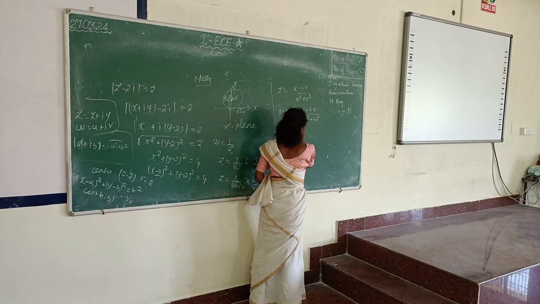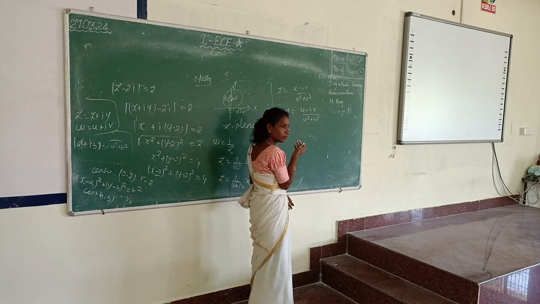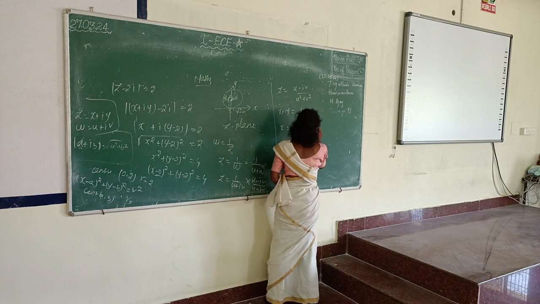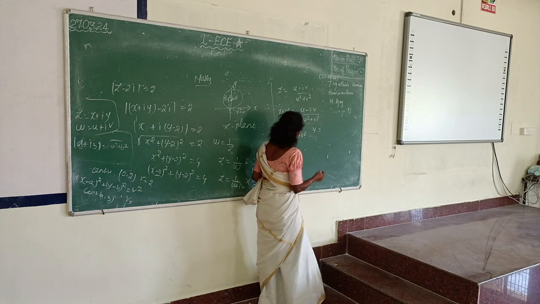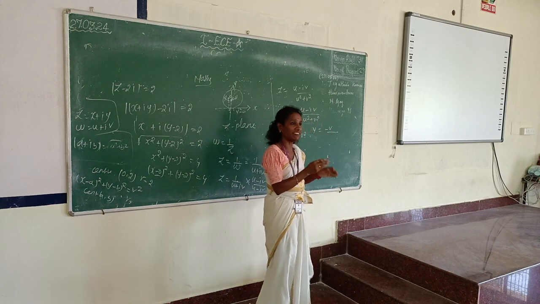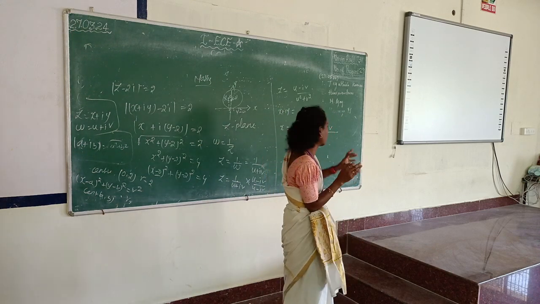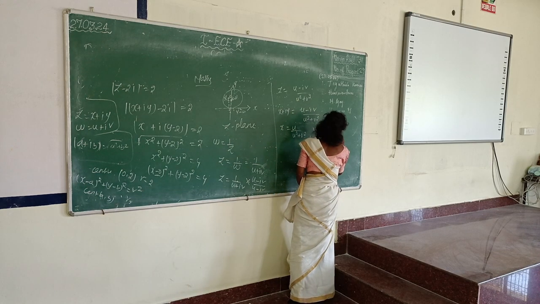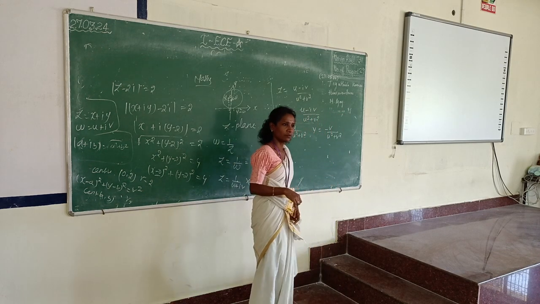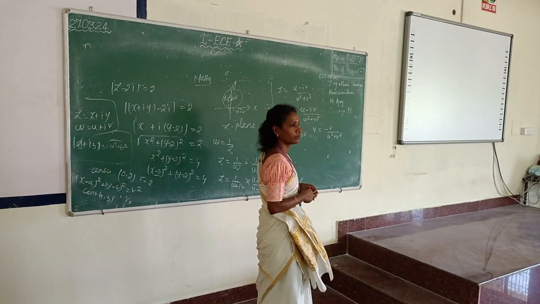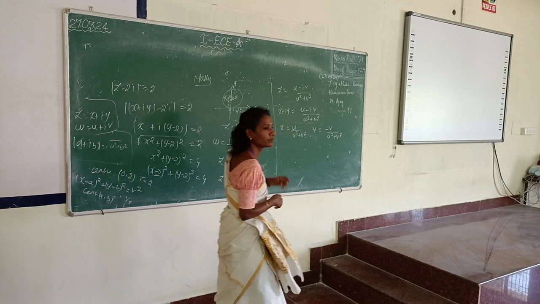Now equate the real and imaginary parts: x equals u by u square plus v square, and y equals minus v by u square plus v square. To equate the real part and imaginary part, there is u square plus v square. Next, what can we do? Any idea?